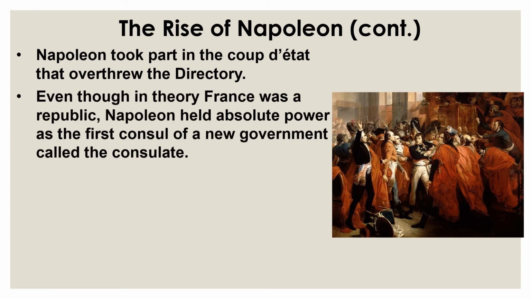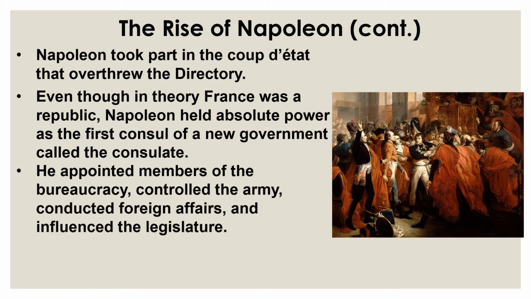Napoleon took part in this coup d'etat that overthrew the Directory. Even though, in theory, France was a republic under the Directory, even though it continued to be a republic after the overthrow of the Directory, Napoleon really held absolute power as the first consul of a new government called the Consulate. He appointed members of the bureaucracy, controlled the army, conducted foreign affairs, and influenced the legislature. So in reality, he was an enlightened absolute monarch.